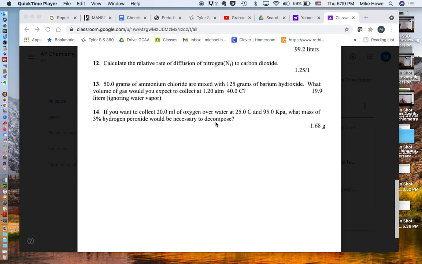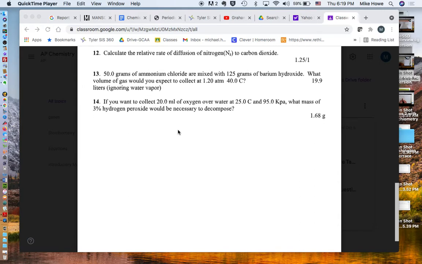Okay, this is a little weird one because the equation on this is hydrogen peroxide. It decomposes into water and oxygen. So you're going to have H2O2 yields H2O plus O2. You have 20 milliliters of oxygen, so you need to change that to moles, and use PV equals nRT to do that.